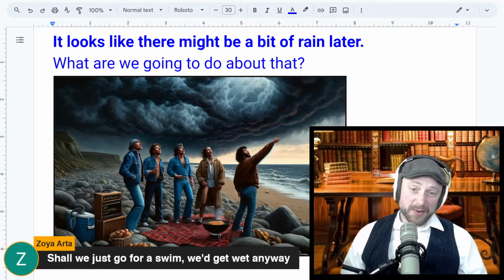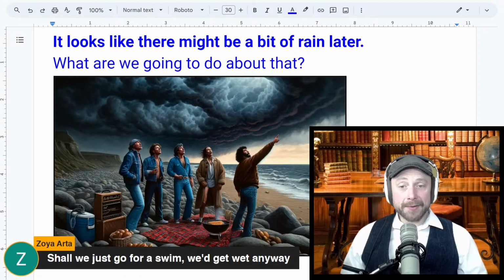Zoya says, should we just go for a swim? We'll get wet anyway. In this situation, Zoya, it's probably better to use will instead of would. We'll get wet anyway. Should we just go for a swim? We'll get wet anyway.